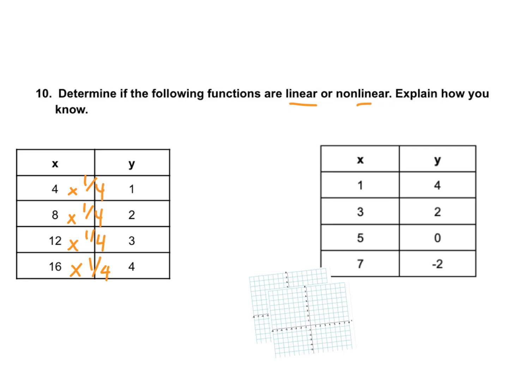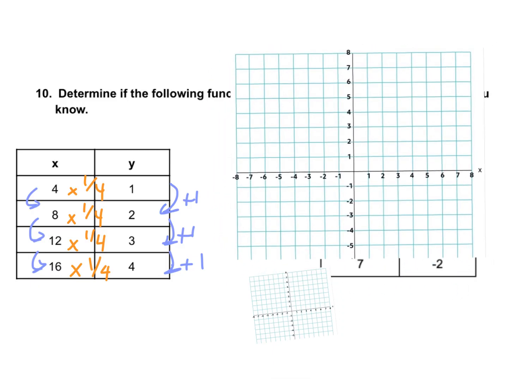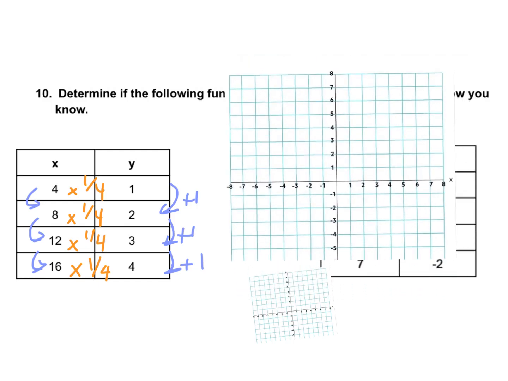And in addition to that, I can see the change in y each time is adding 1 each time. And then the change in x is increasing by 4 each time. So it's consistent. And then another thing I could do is put this information on a graph and see if it makes a straight line.